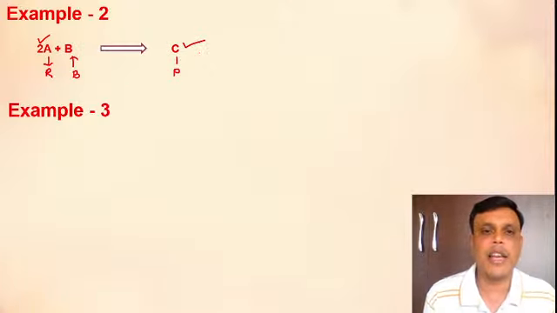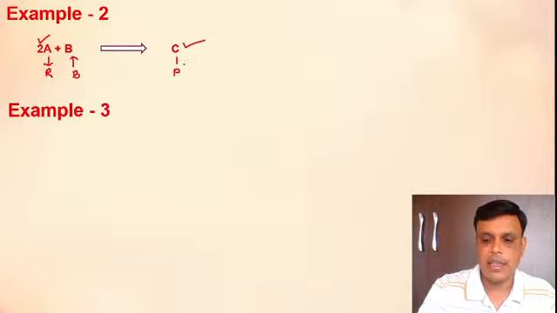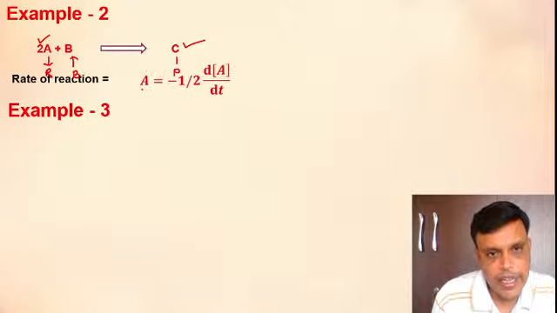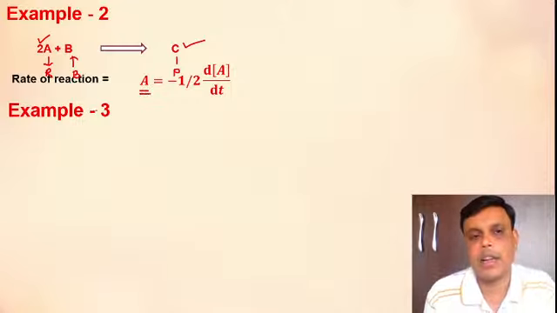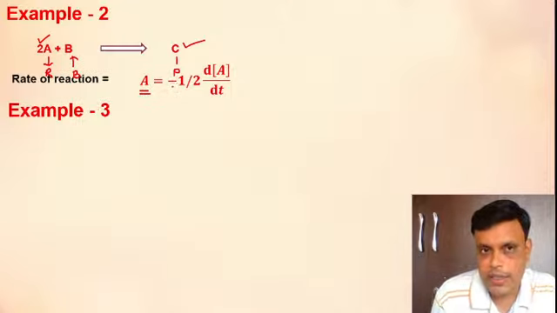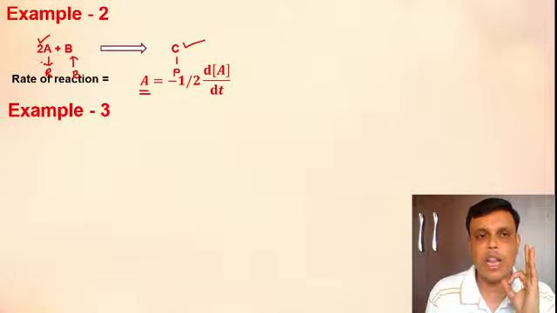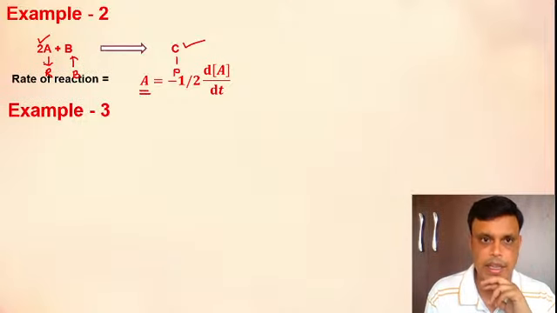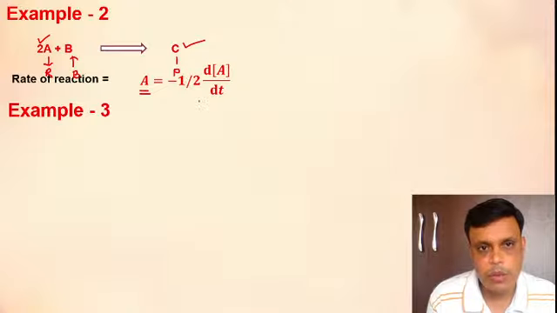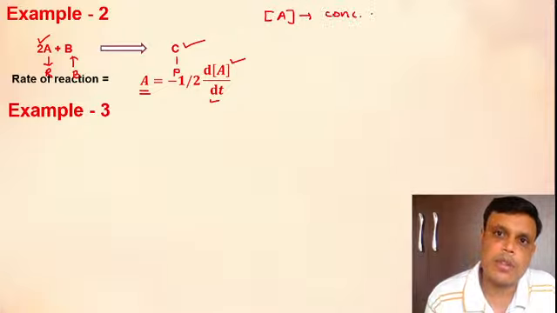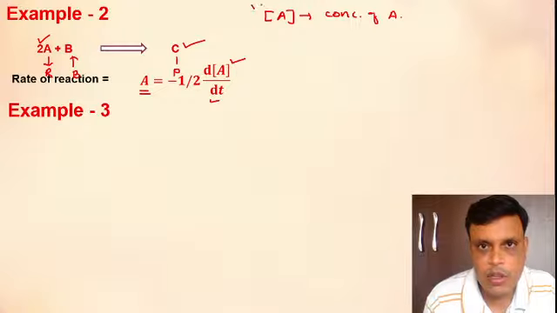So how will you write the rate of this reaction? See here, the rate of reaction with respect to reactant A has a negative sign. Please remember, the number of moles you have to always write on the denominator side. So minus 1 by 2 d[A] by dt. This square bracket means concentration of A. Please remember how to read this: concentration of A.